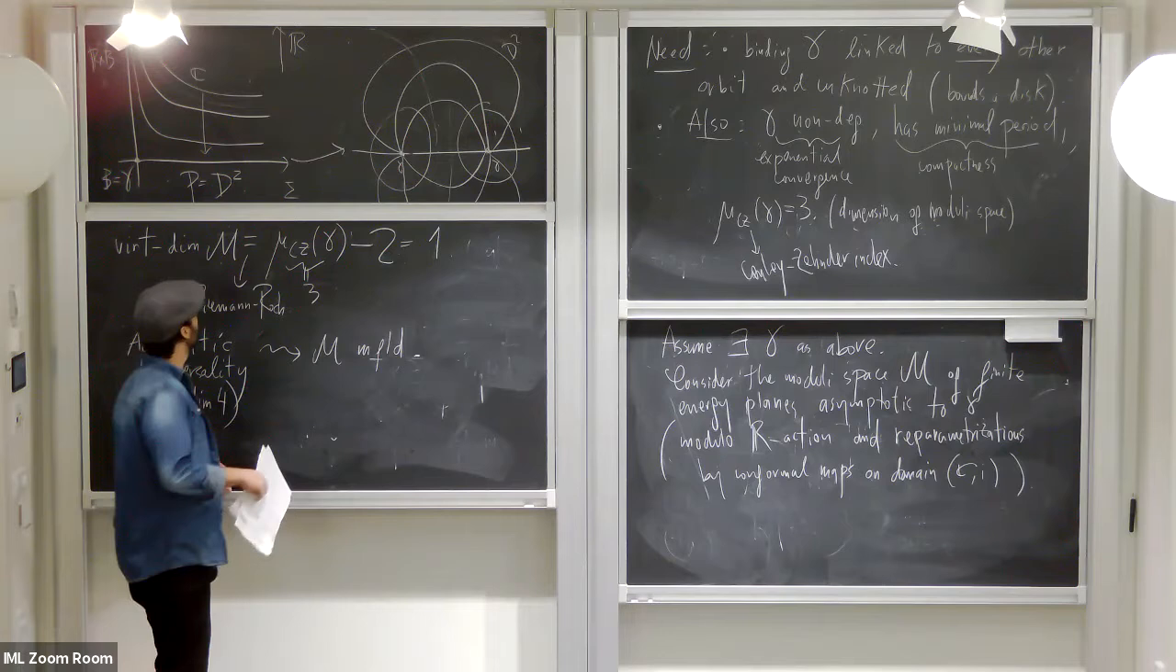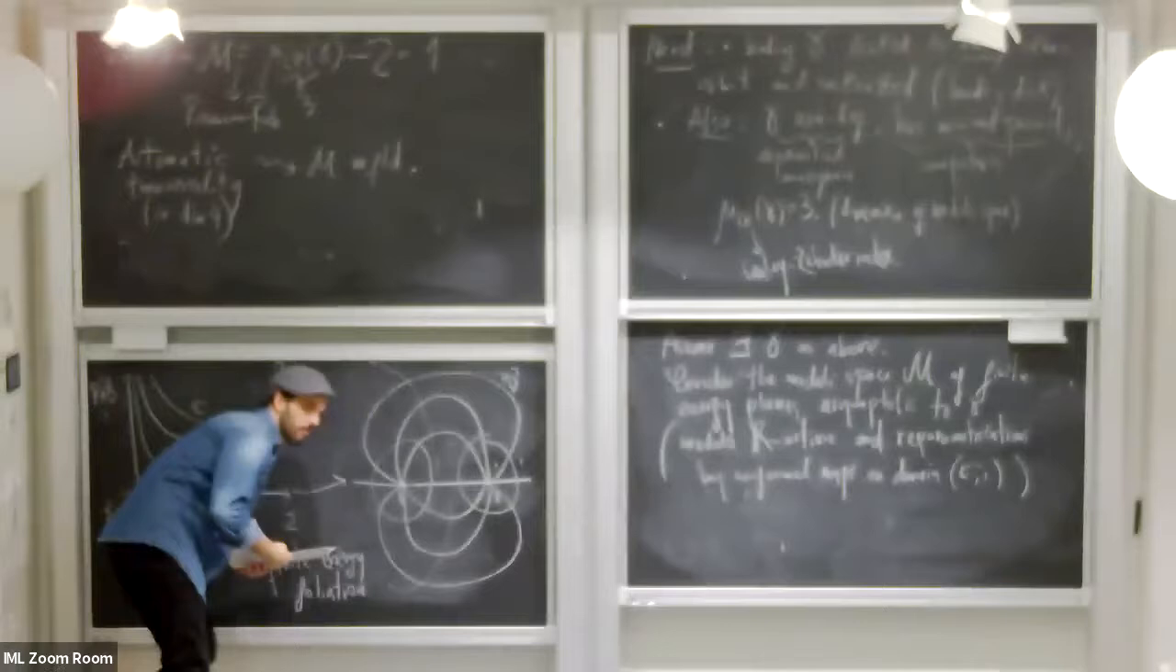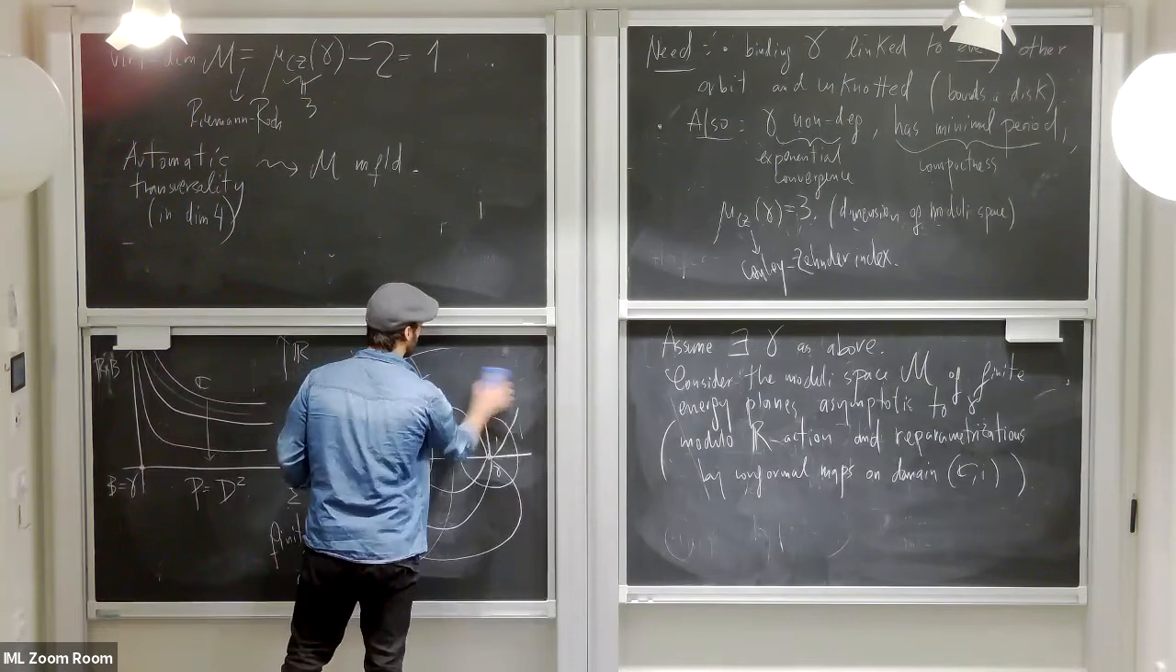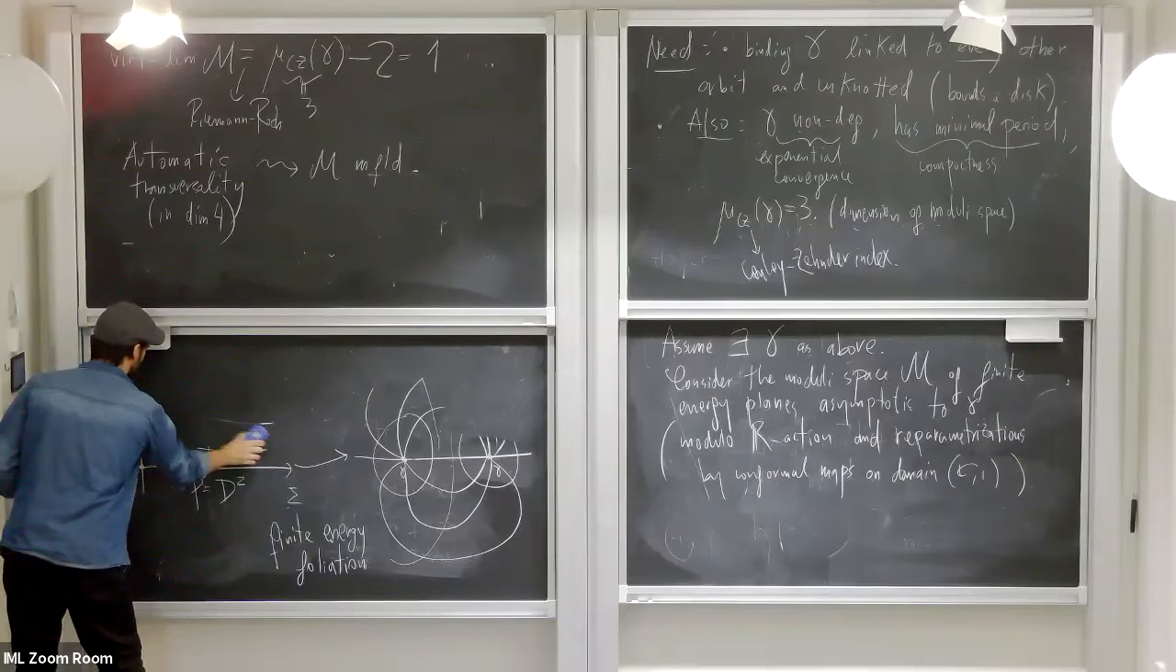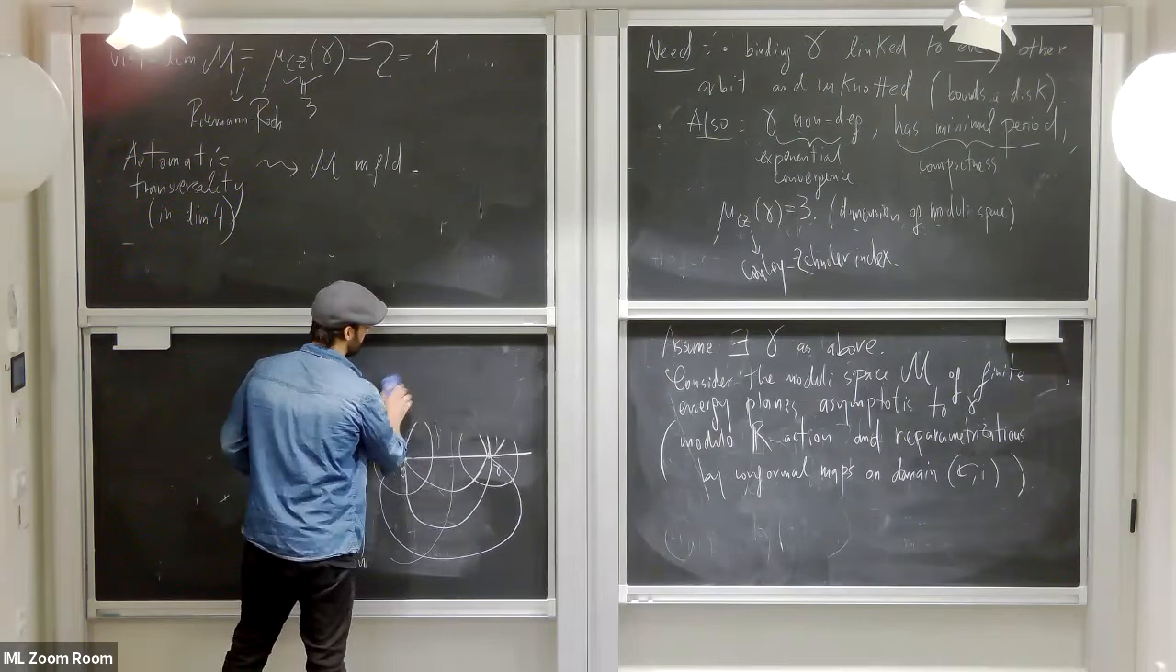My stupid question is, why do you want the virtual dimension to be one? What if the virtual dimension is two? If I have a compact two-manifold, I can always find a circle inside of it. I don't know how to answer that question, but okay.